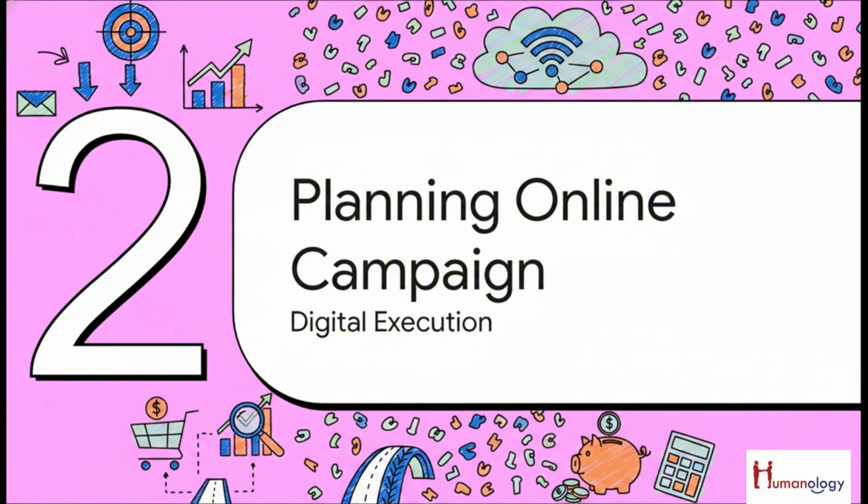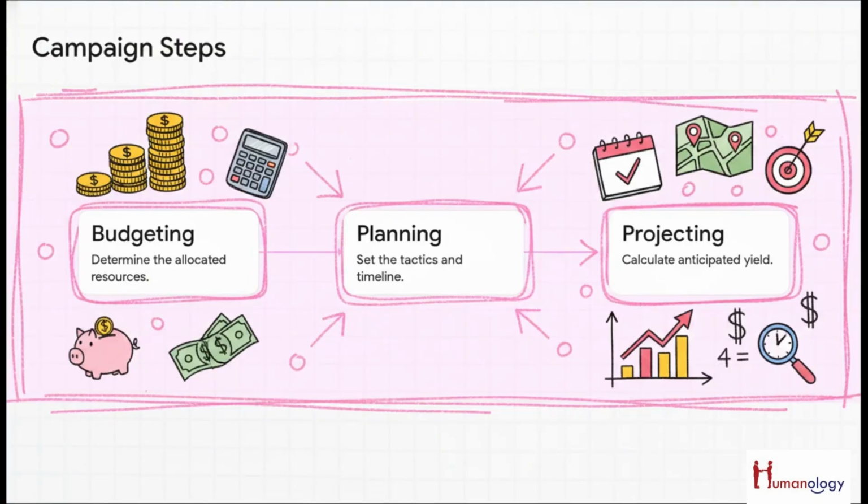Okay, moving on to part two, planning the online campaign. Let's get down to the nitty-gritty of digital execution. When you're gearing up to launch a specific online campaign, the chronological sequence you follow is literally mathematically critical. It goes exactly like this. Step 1 is budgeting. Step 2 is planning. And step 3 is projecting ROI.